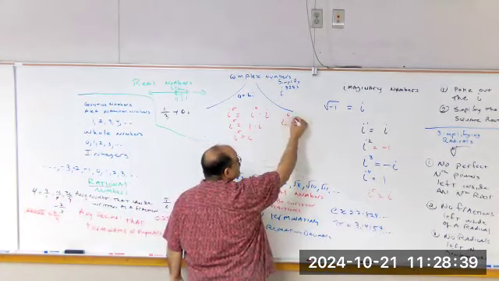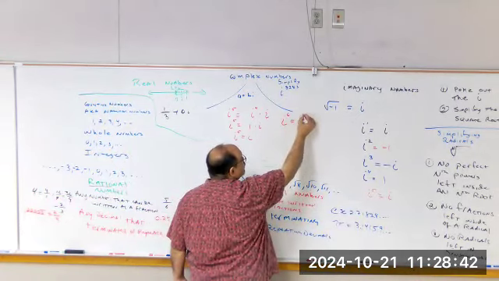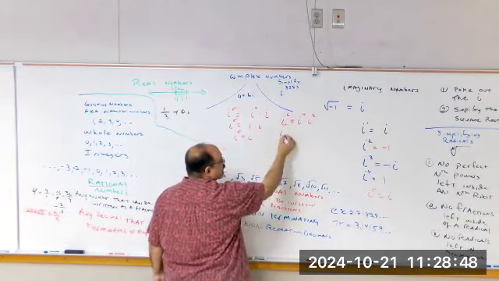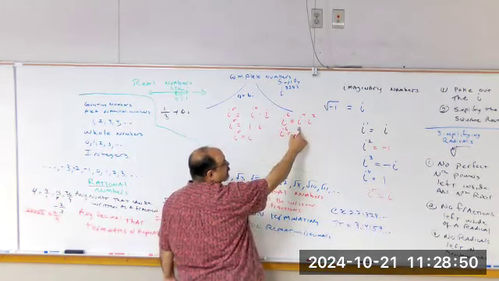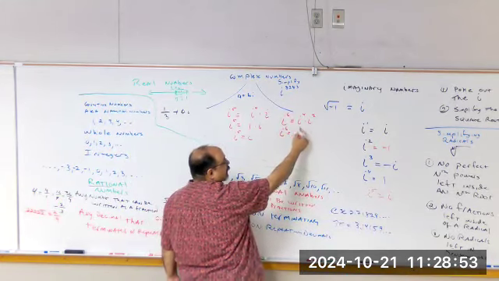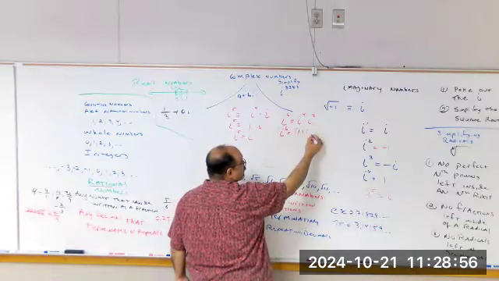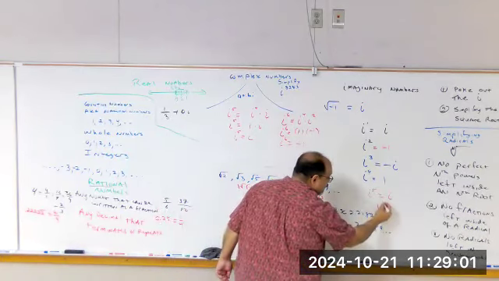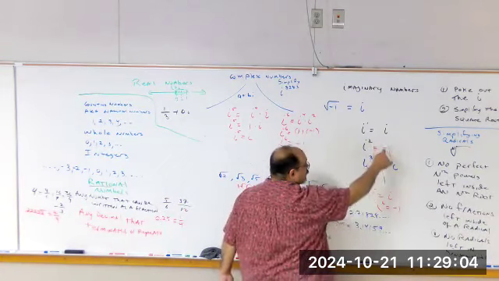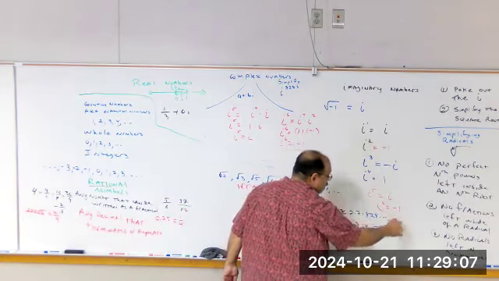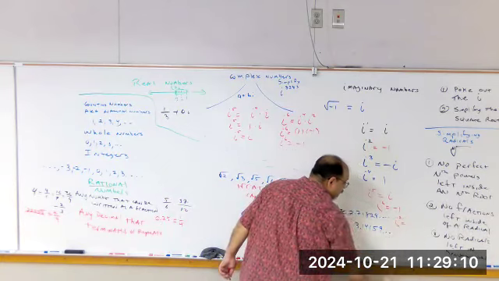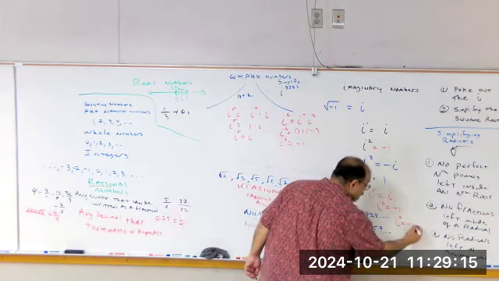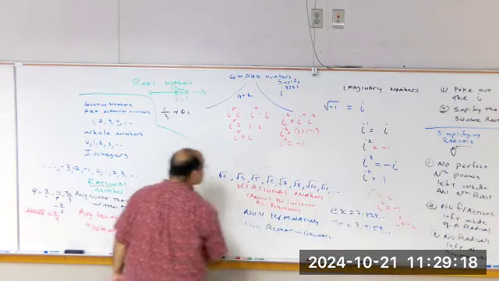i to the sixth is the same as i to the fourth times i to the second. 4 plus 2 is 6. So i to the sixth, what's i to the fourth? 1. And what's i to the second? -1. And what's 1 times -1? So i to the sixth is -1. i, -1, -i, 1, i, -1. What's i to the seventh? -i. I think I see a pattern.